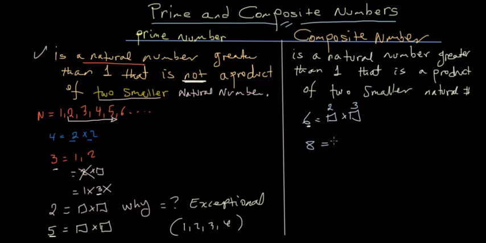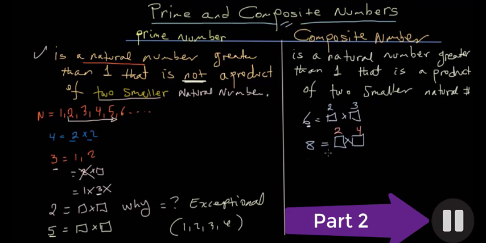Okay, let's see 8. Let's take the numbers smaller than 8. You have 1, 2, 3, 4, 5, 6, 7. Do I have numbers that give me 8? Yes, of course. Maybe we can take 2 and 4. 2 times 4 gives you 8. So 8 is a composite number. Let's visualize this, let's see this graphically.